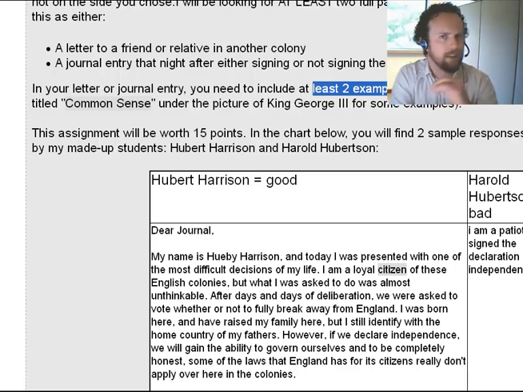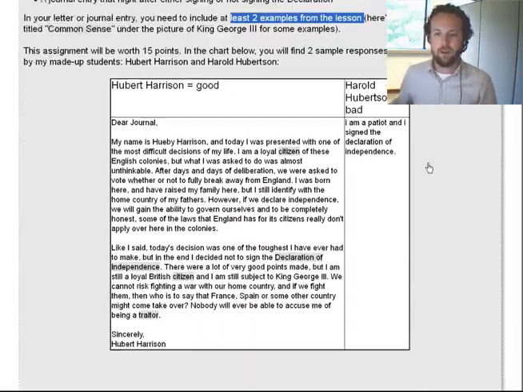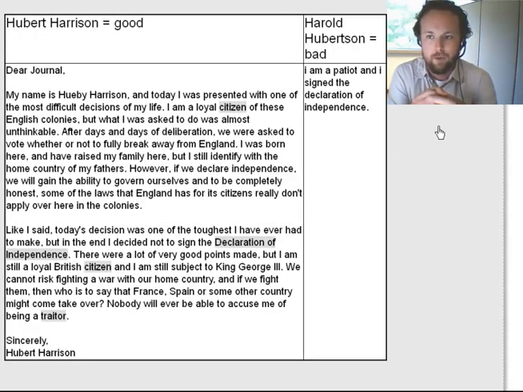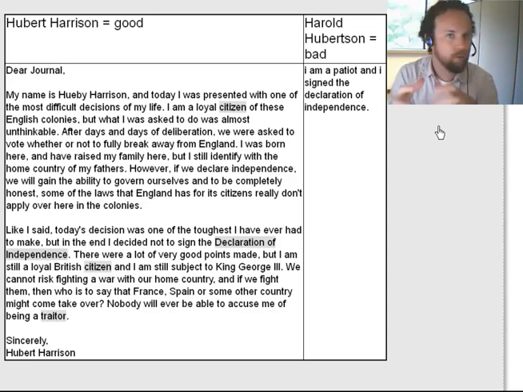So if you need to know where to go, look back up in the lesson under the title Common Sense, underneath that picture of King George, there are some examples of benefits for staying with Great Britain, benefits for declaring independence. Now, this assignment will be out of a total of 15 points. So, to give you a little bit of an idea of what I'm looking for, I gave you two sample responses, one bad and one good, from our two soon-to-be all-star students, Hubert Harrison and Harold Hubertson. Now, Hubert Harrison gave a very good response as to what I'm looking for.